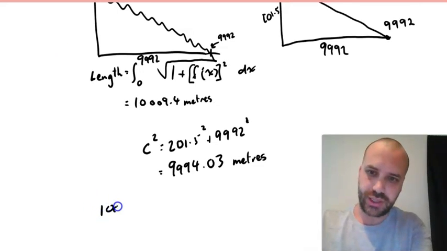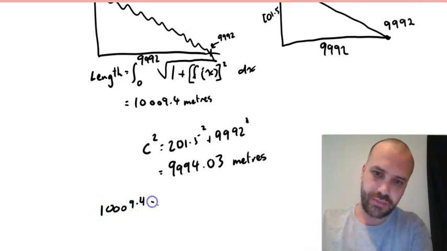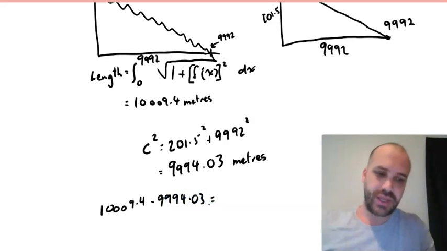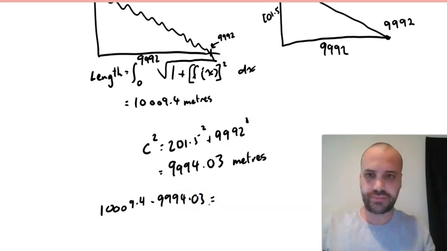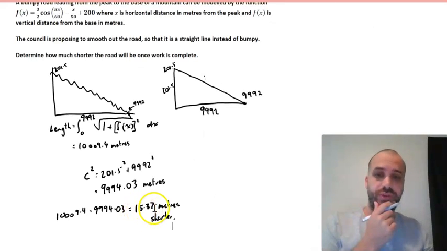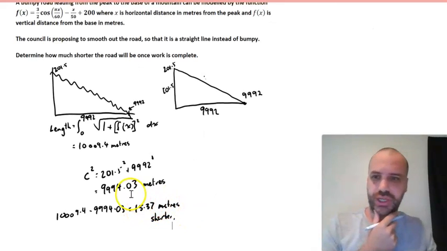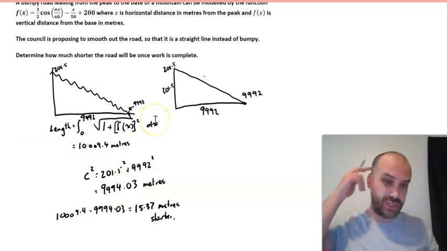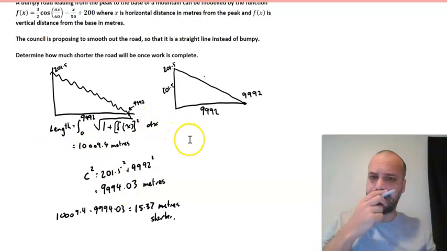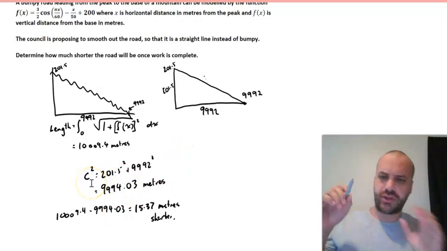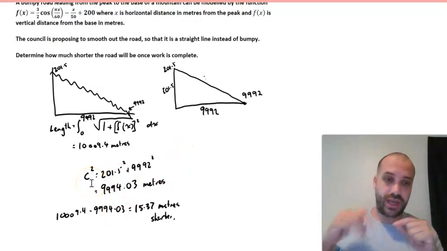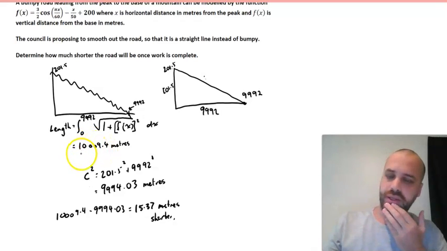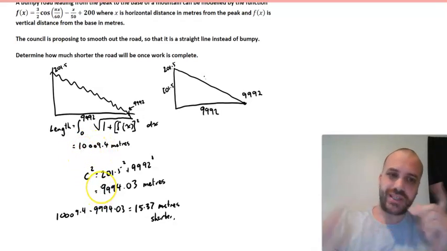Okay, determine how much shorter the road will be when completed. This is really the end here, minus 9994.03. The answer is 15.37 meters shorter. All right, you can see I invented this question about an hour ago, and you can see that I didn't know whether it was working as I was talking, right? This number really freaked me out. But I kept moving and I kept checking.